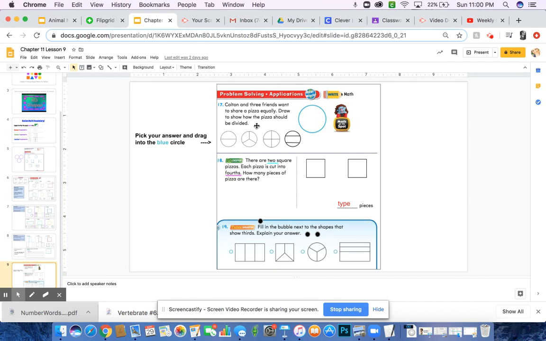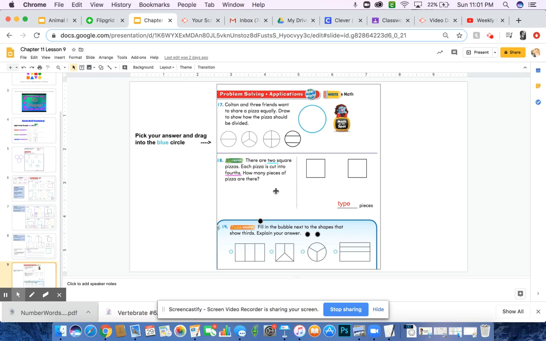And then for the last part, number 17, Colton and 3 friends want to share a pizza equally. Draw to show how the pizza should be divided. You're going to look at these 4 options and drag your choice to the center of this blue circle. So the first thing you need to do is figure out how many people will be sharing the pizza, and then you should be able to figure out which one of those would be shown equally.